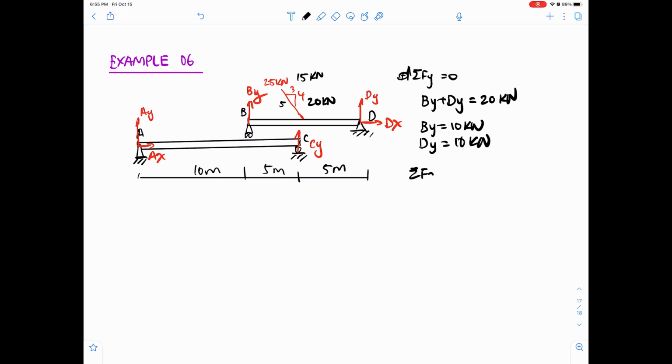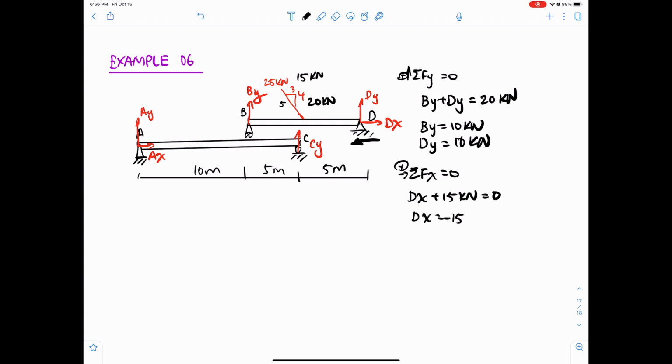Sum of forces in the x direction of this top beam would just be Dx plus 15 kilonewtons equals 0, because of the sign convention, and it would tell you that Dx equals negative 15, which means that Dx is actually resisting it in this direction. Which makes sense. If you push it to the right, something's got to push it back to the left.